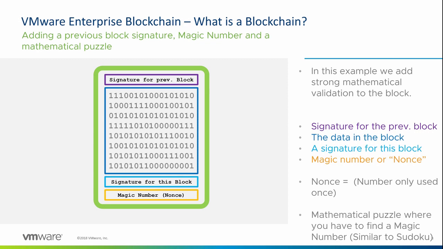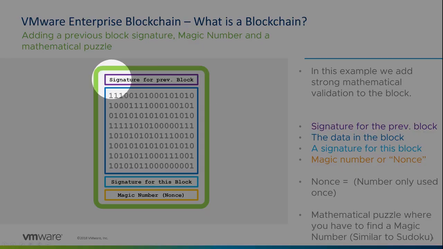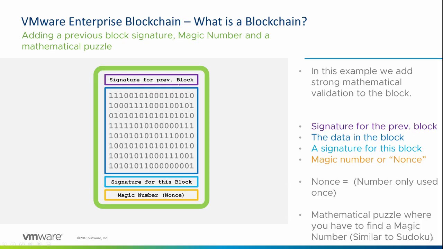And the puzzle consists of taking the signature we got from the previous block, the data itself, and this magic number here. This magic number is something we combine with the signature from the previous block and the data, and we perform a mathematical calculation on it, and we try with random numbers. So we might start with number 1, perform the mathematical calculation and see if the answer meets the criteria for the puzzle. If it doesn't, we try number 2, and we go all the way through picking random numbers until we find a number that meets the mathematical criteria to fix the puzzle.